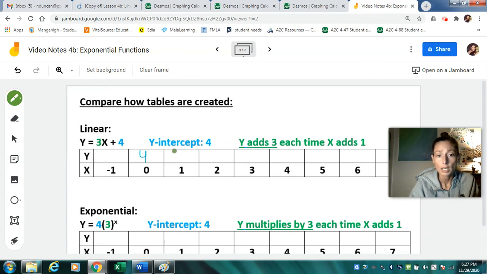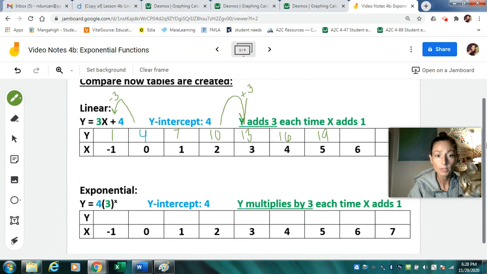So 4 plus 3 is 7. Plus 3 is 10. Plus 3 is 13. Plus 3 is 16. Plus 3 is 19. And so on. So you're adding 3 every time you go forward. And then to go backwards, we just do the opposite. So to go backwards here, I'm going to minus 3. And so that tells me that value will be 1.